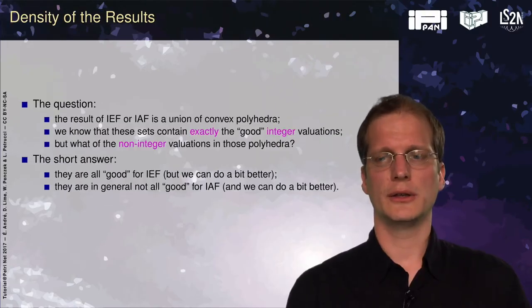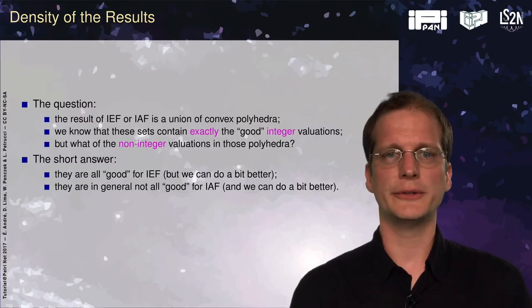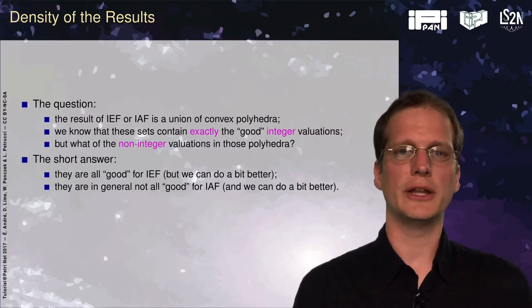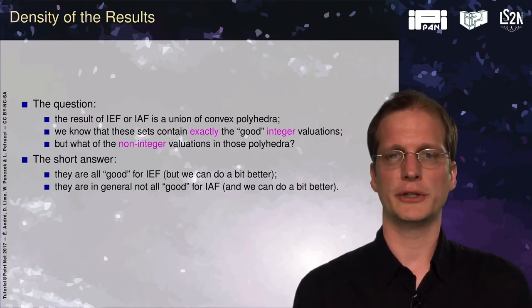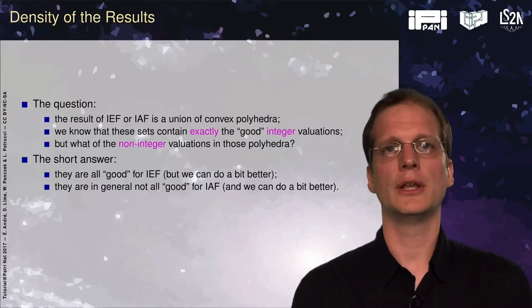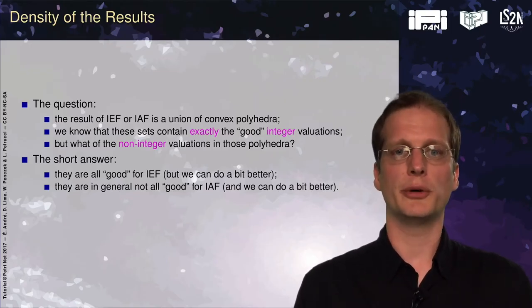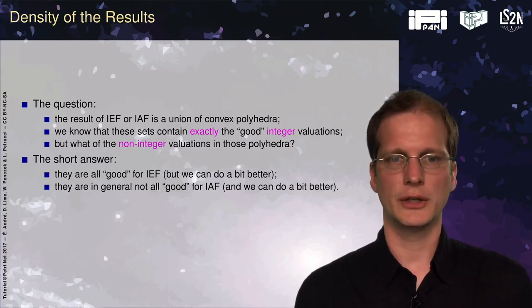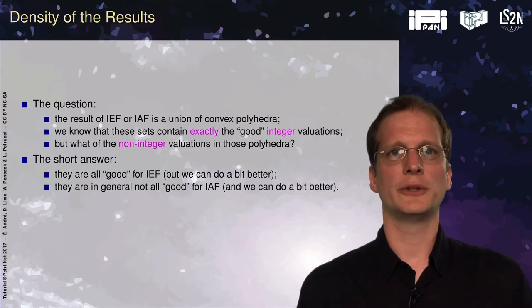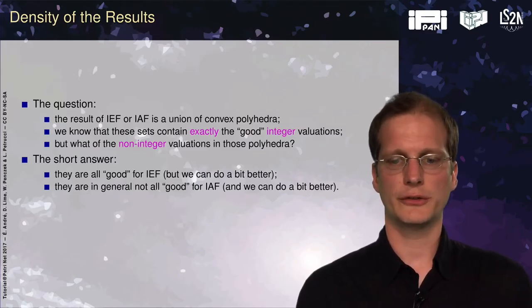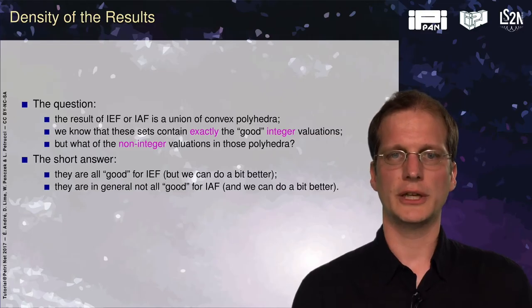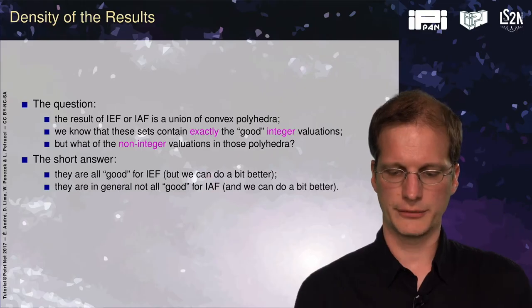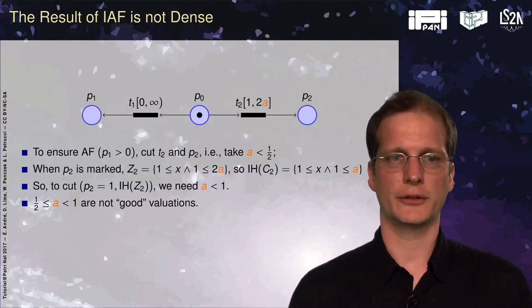Now we can ask ourselves whether the result that we get, which is actually a union of convex polyhedra, what we know is that the integer points inside those polyhedra are the good integer evaluations. What we do not know is whether the other points that we get in these polyhedra are good valuations or not. For the reachability problem, every point that we get inside the polyhedra is good, but it's not true in general for AF, and we will now see a small counterexample.